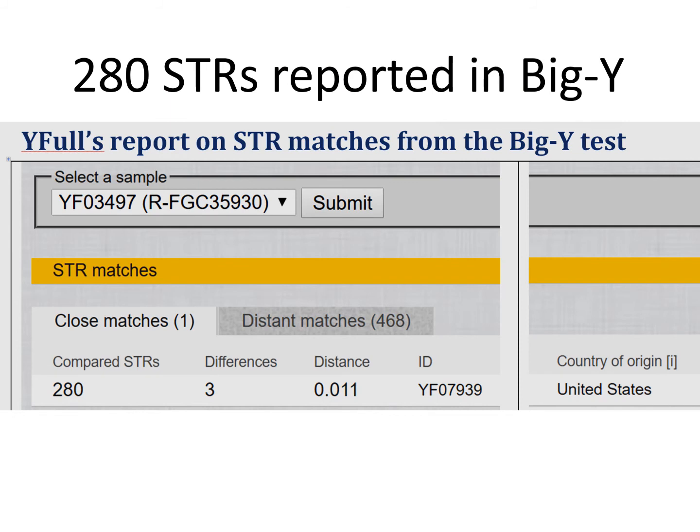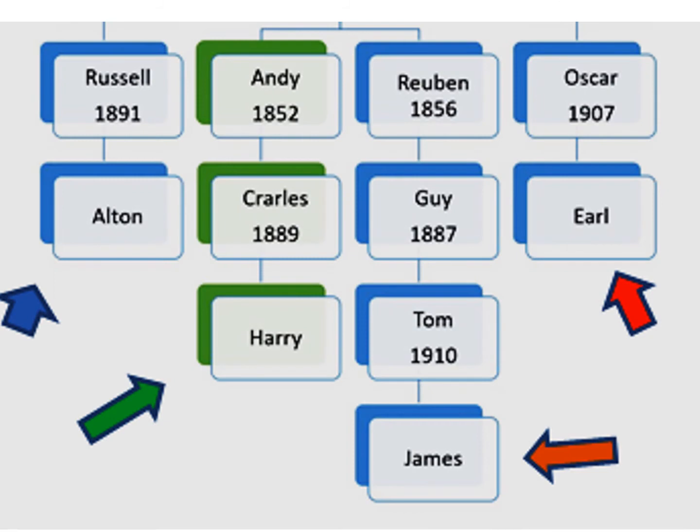With the Big Y test, you'll see that just the first one I'm showing here, I have not 111, but I have 280 markers, STRs, to compare with, and I have 3 different. So again, we're comparing these people, Alton, Earl, Harry, and James.